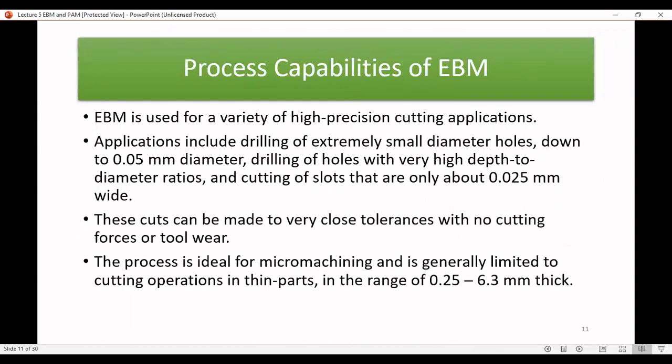Process capability of EBM. EBM is used for a variety of high precision cutting applications, including drilling extremely small diameter holes. You're talking about down to 0.05 millimeter. Drilling of holes with a very high depth to diameter ratio. Just now we're talking about 1 to 10. And cutting slots that are about 0.025 millimeter wide. If you want to cut a slot of this width, 0.025 millimeter, then you can do it using EBM.